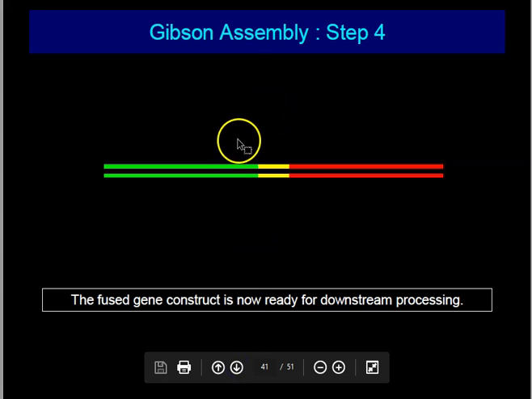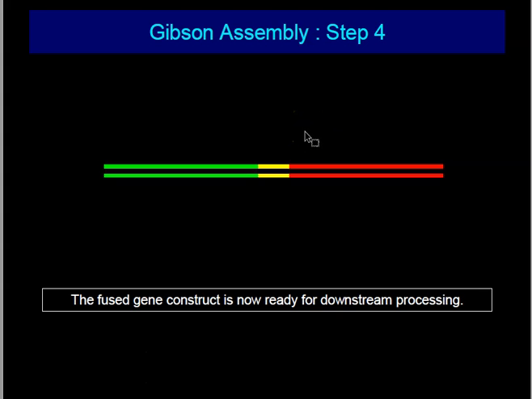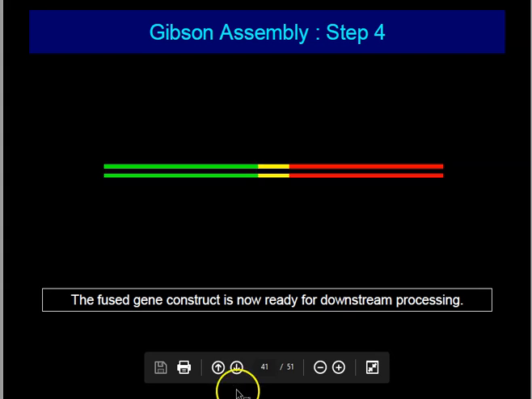Finally, you have your assembled gene, and this gene can now be subject to downstream processing. It can be cloned into an expression system, and you can express the gene itself, or you can also utilize it for functional studies in other model organisms.